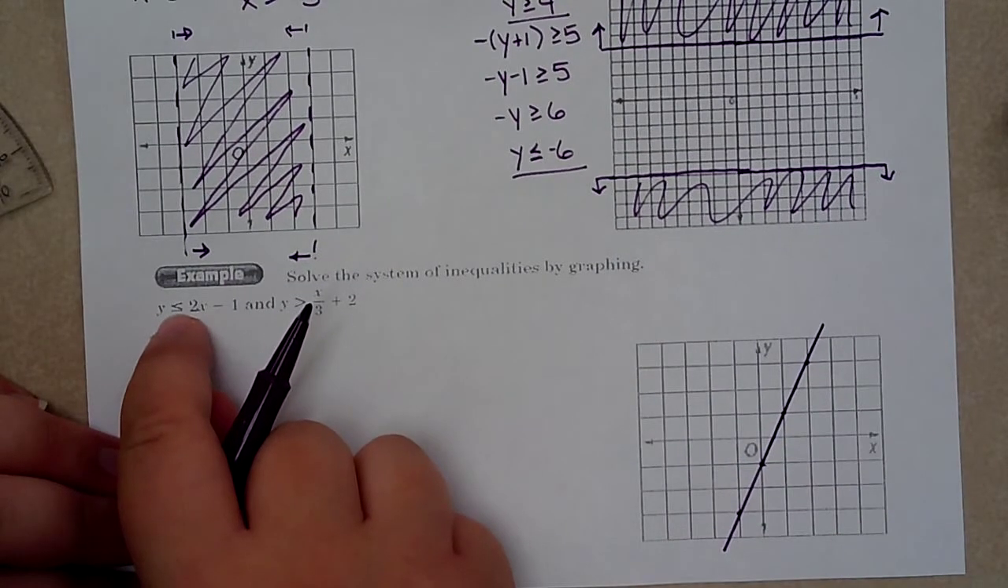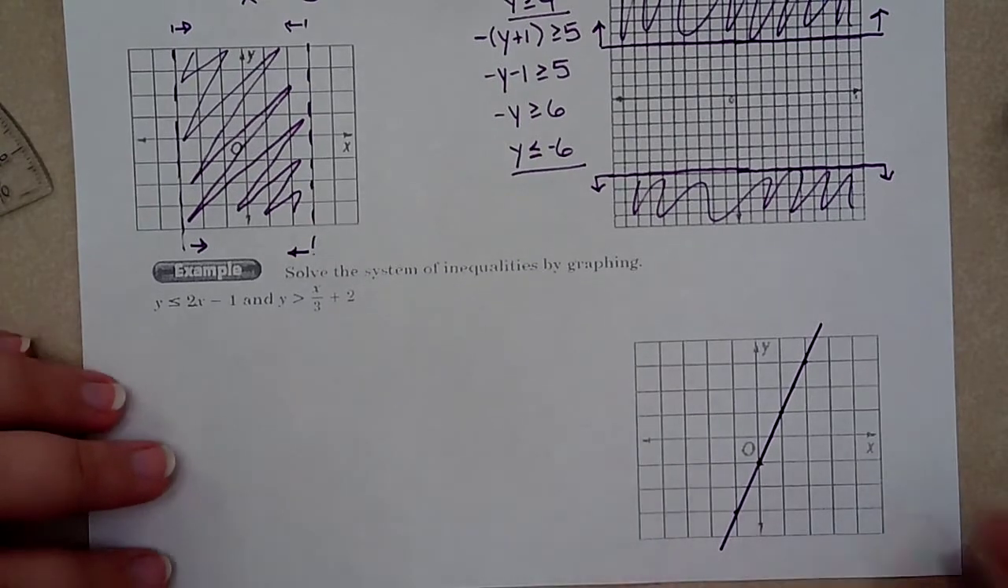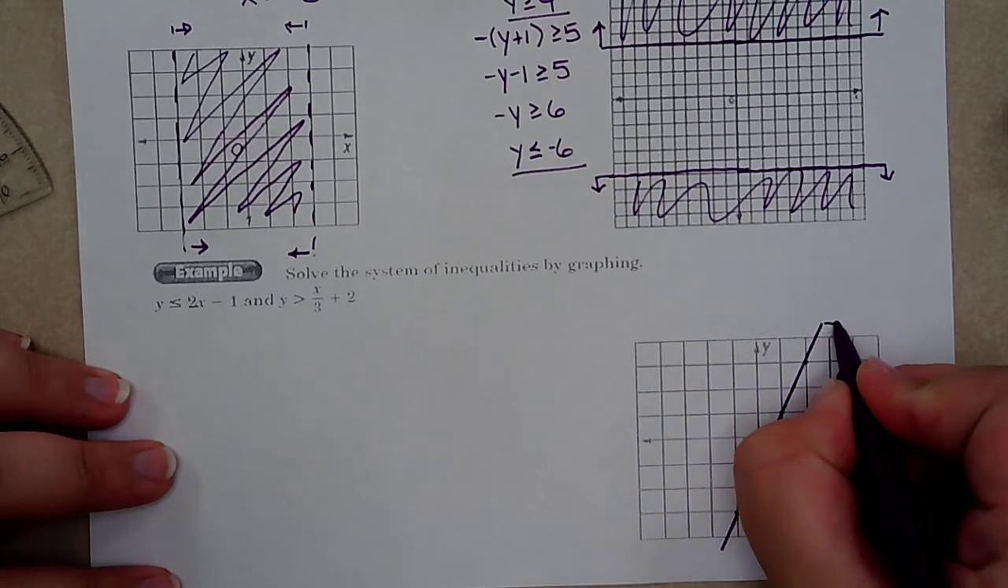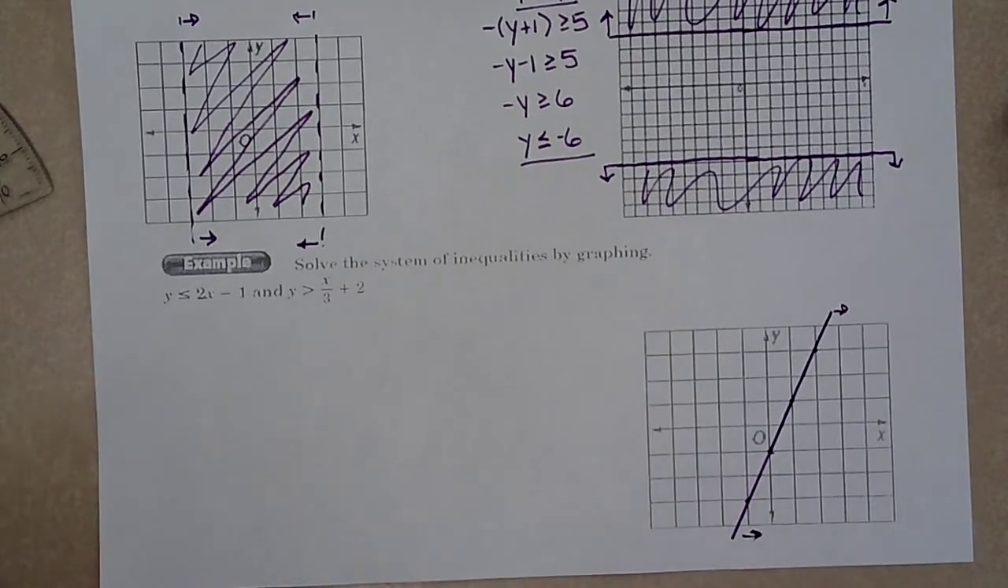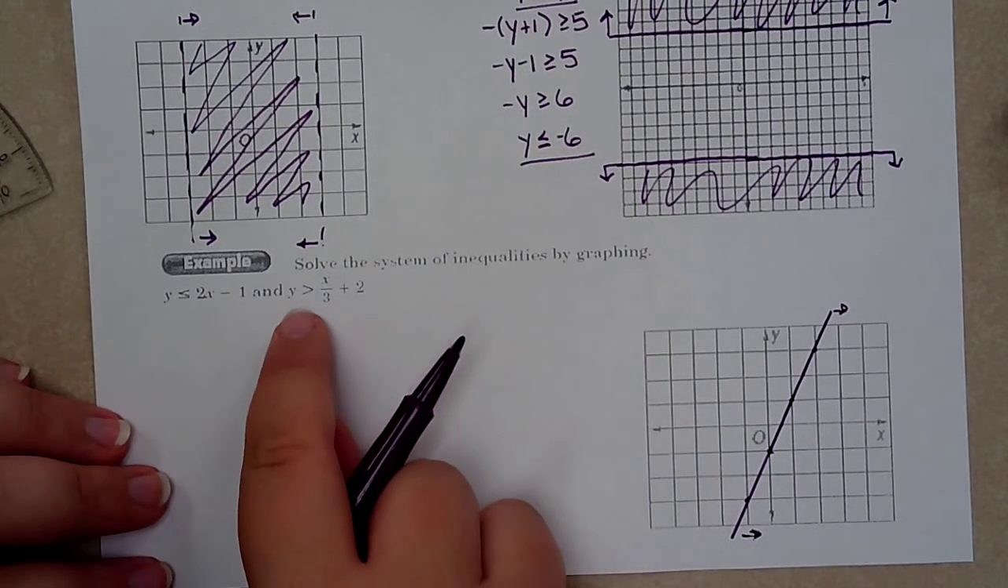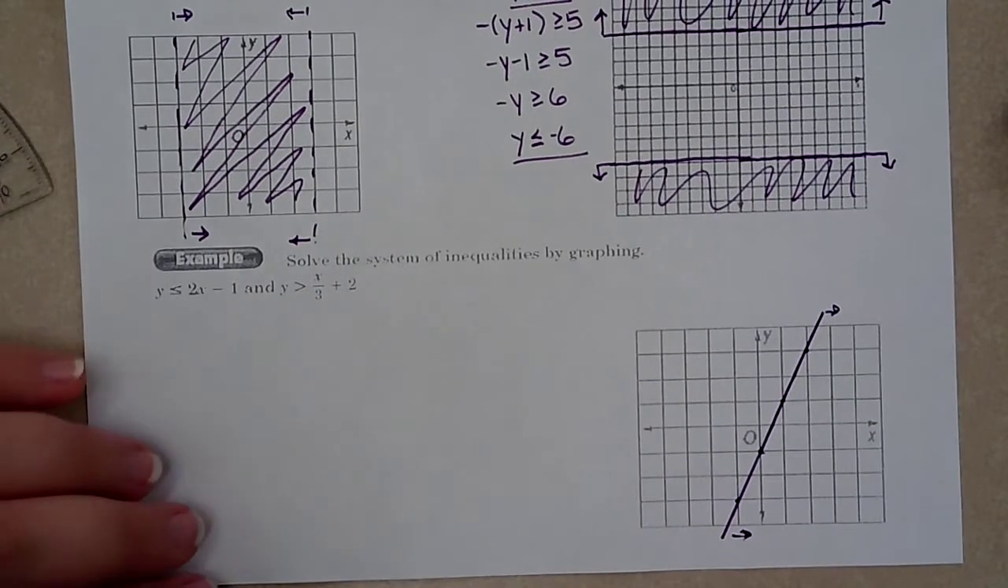0 is less than -1. That is, let me double check that. 0 is less than or equal to -1. That is not the case, so I'm going to draw my arrows going this way. Always good to double check yourself. Next line, I notice it is dashed because there is no line underneath my inequality.